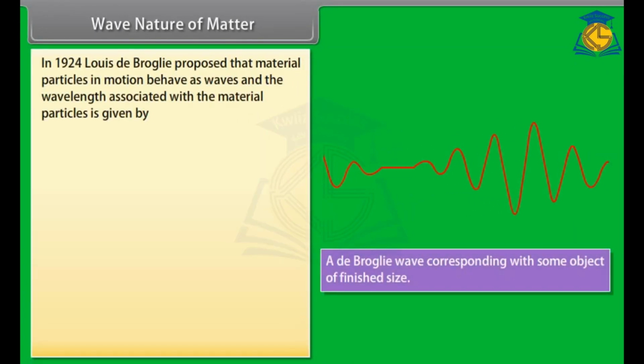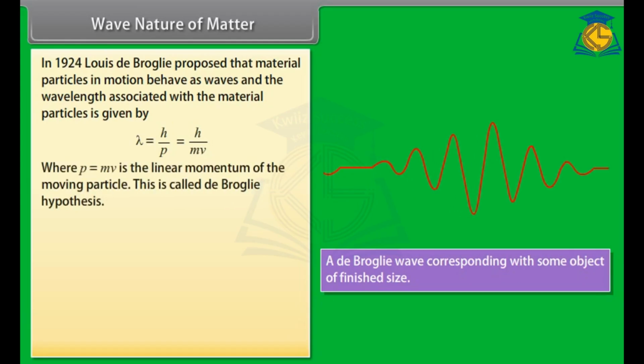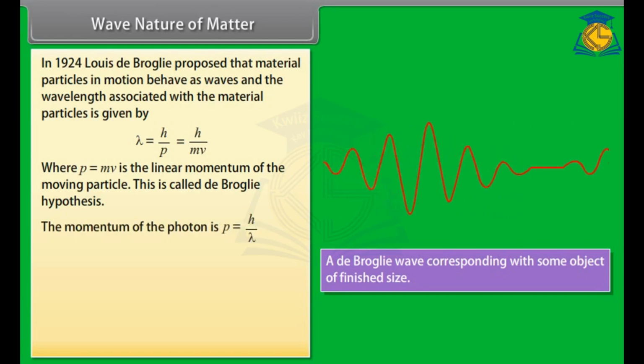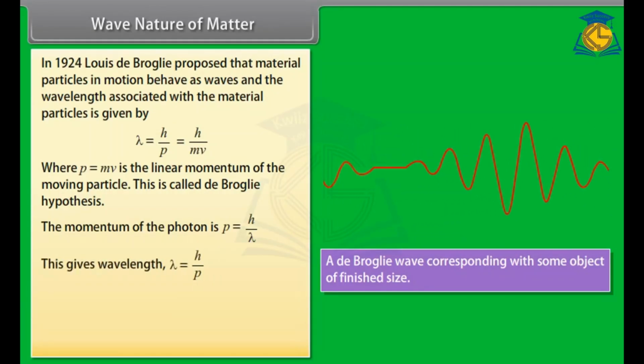In 1924, Louis de Broglie proposed that material particles in motion behave as waves, and the wavelength associated with the material particles is given by λ = h/p, which equals h/mv, where p = mv is the linear momentum of the moving particle. This is called the de Broglie hypothesis. The momentum of the photon is p = h/λ.